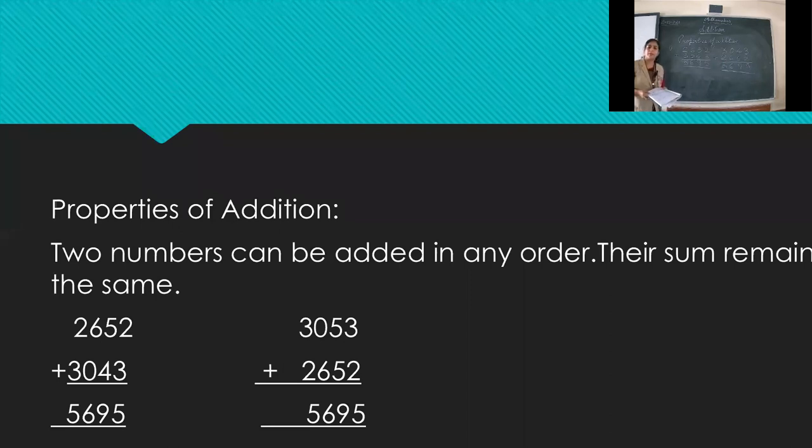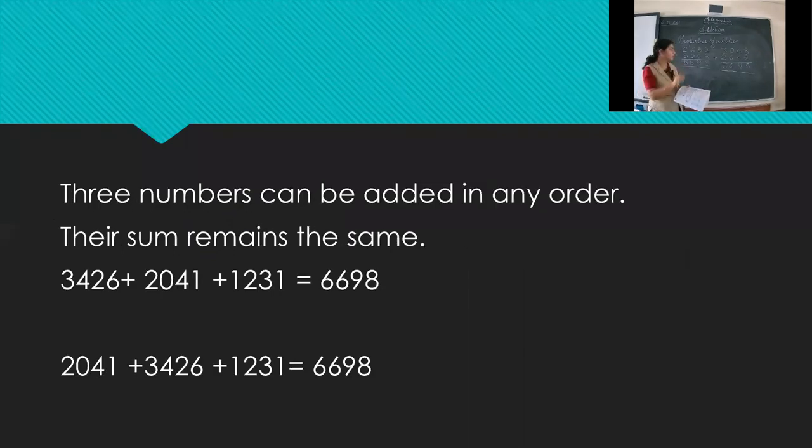Now children, second property is you can add two numbers or three numbers. Suppose we have added two numbers. Now if you are adding three numbers in any order, your answer will be same. Same thing you can see in your next slide.